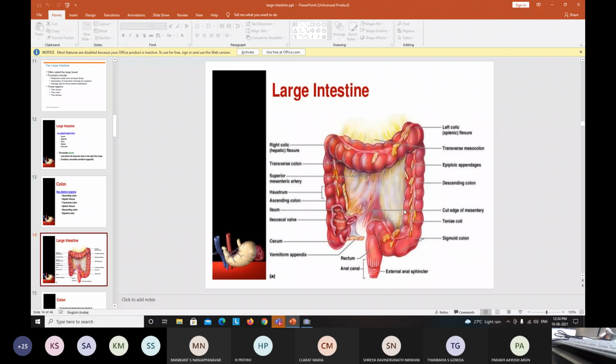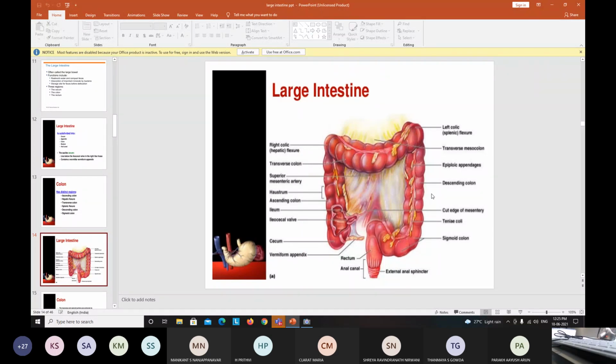Cardinal features of the large intestine. Remember, the examiner may ask a direct question: what are the cardinal features, why do you say it is the large intestine only? Then you have to explain: because of the presence of haustrations, that is sacculations, these dilatations. Next is fatty pouches, pockets with fat, that is appendices epiploicae. Then the longitudinal muscle, that is called Taenia coli.